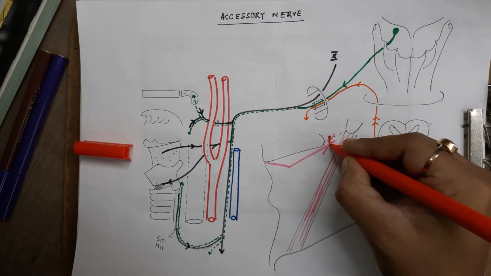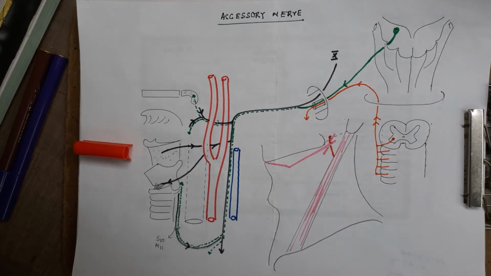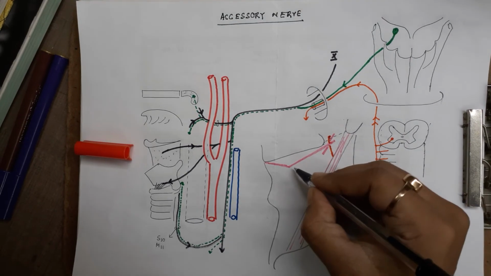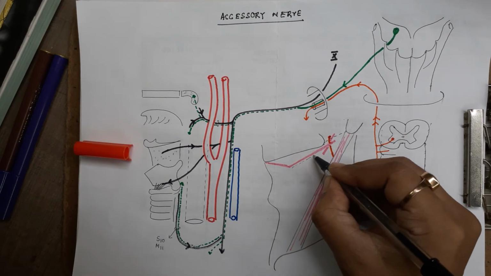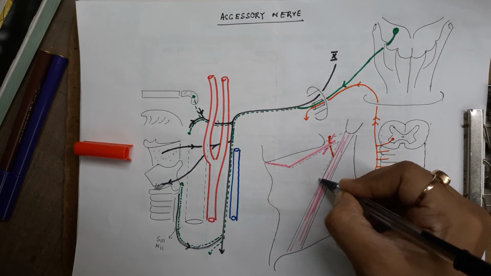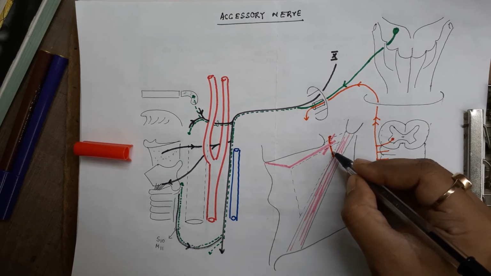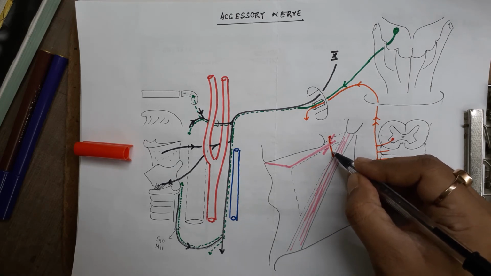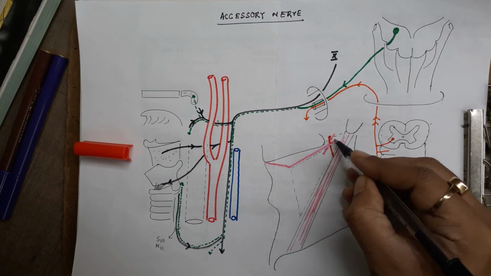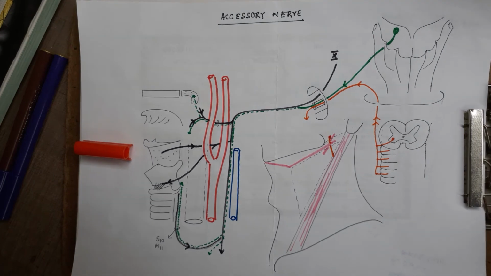Now it passes below the posterior belly of digastric and the stylohyoid muscle. It appears in the carotid triangle. It is present in the carotid triangle here. If we see the boundary of the carotid triangle, see, the spinal accessory nerve is present in the carotid triangle. Here, this is the digastric triangle. The spinal accessory nerve is present in the digastric triangle.